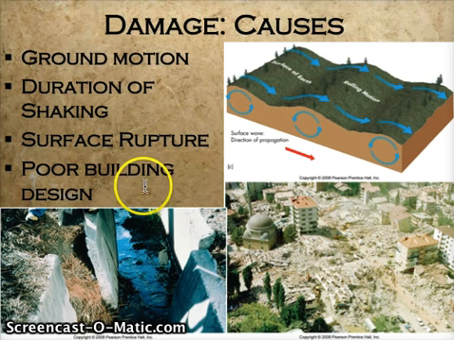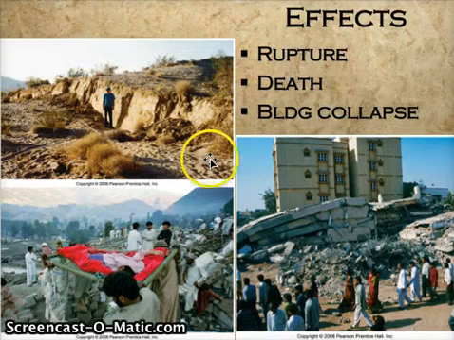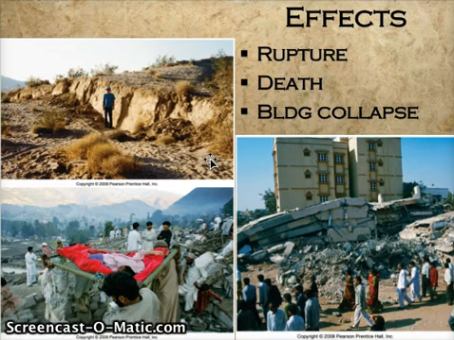Another factor is poor building design. If you look at the picture in the lower right, you can see in that one small area, some buildings are standing, some have been completely turned into rubble. And a lot of that has to do with the design of buildings. Some other effects that we see, you can see the surface rupture there on the left. You can see building collapse on the lower right. You can see, obviously, people die when buildings collapse.